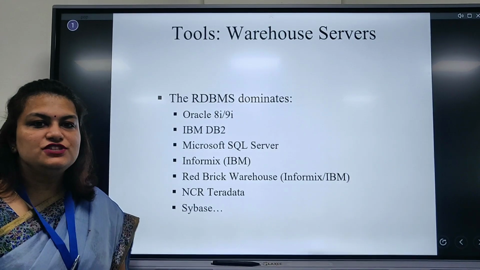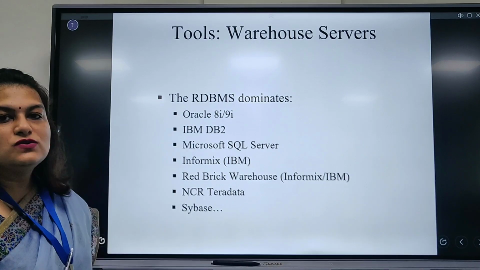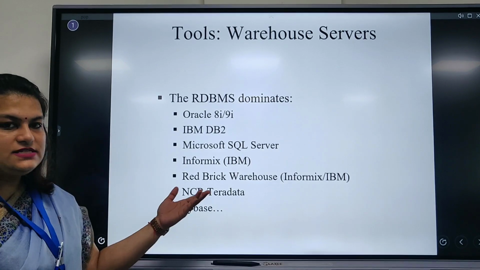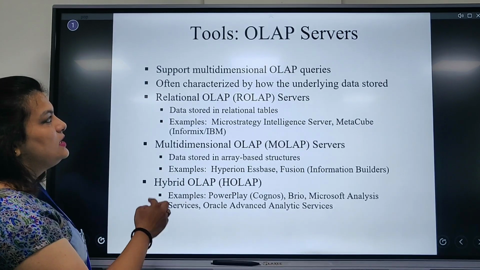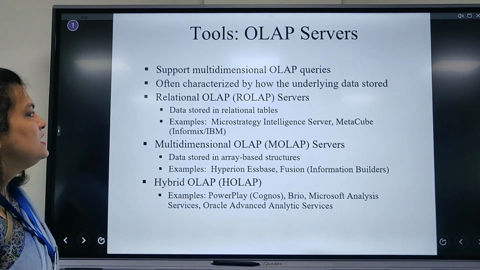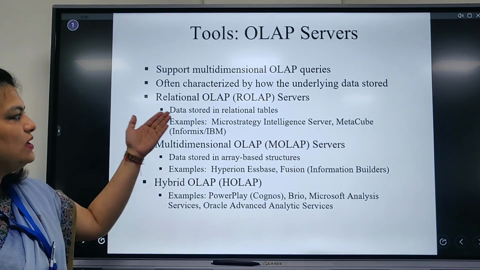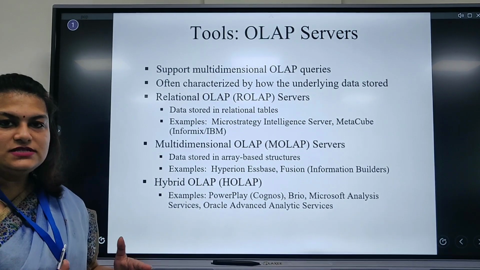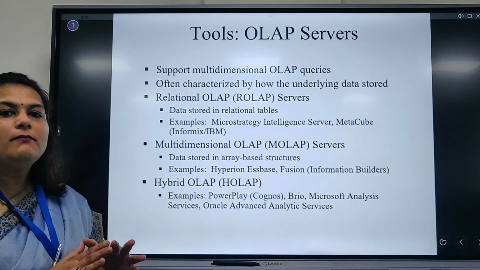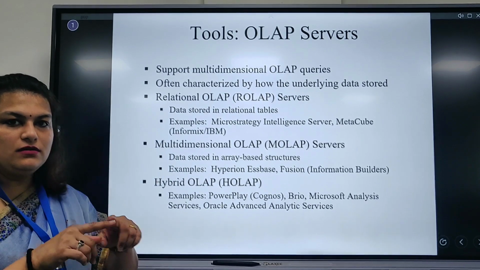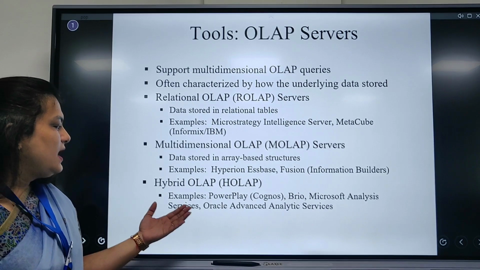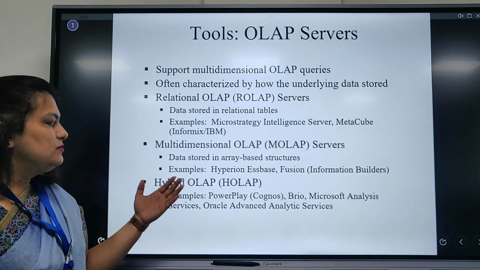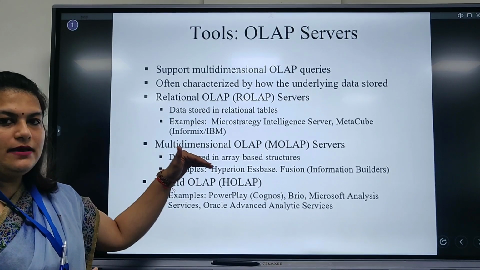These are certain tools which are used in warehouse servers. For example, Oracle, IBM DB2, Informix, these are certain tools. These are tools for OLAP servers. Like in ROLAP servers, the data is stored in relational tables, and in MOLAP it is stored in array based structures, like multi-dimensional tables. And this is the hybrid OLAP, in which the combination of ROLAP and MOLAP is given.